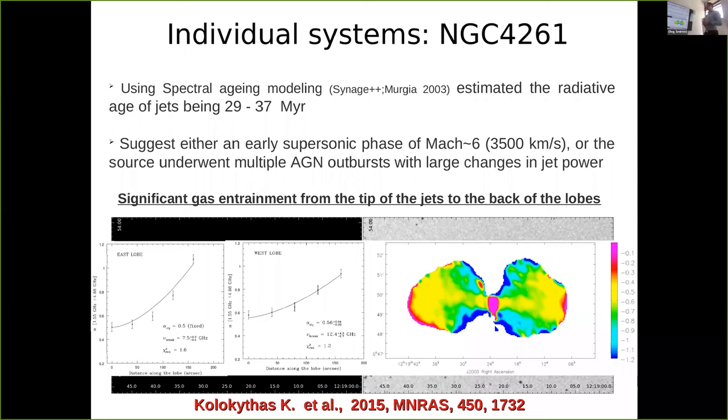In addition, we have also checked the lobe area above the jet, and we have calculated the phi factor, the filling factor, and we have found significant gas entrainment from the tip of the jets to the back of the lobe. So this is, again, one example of the level of detail we can go into even for jet systems.